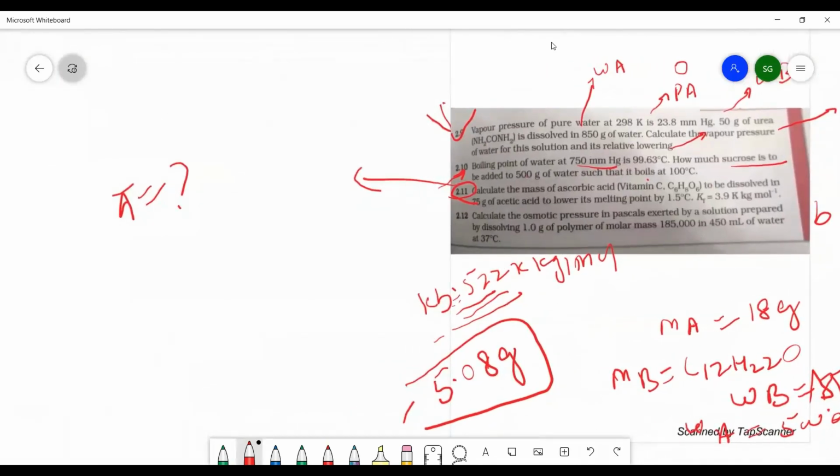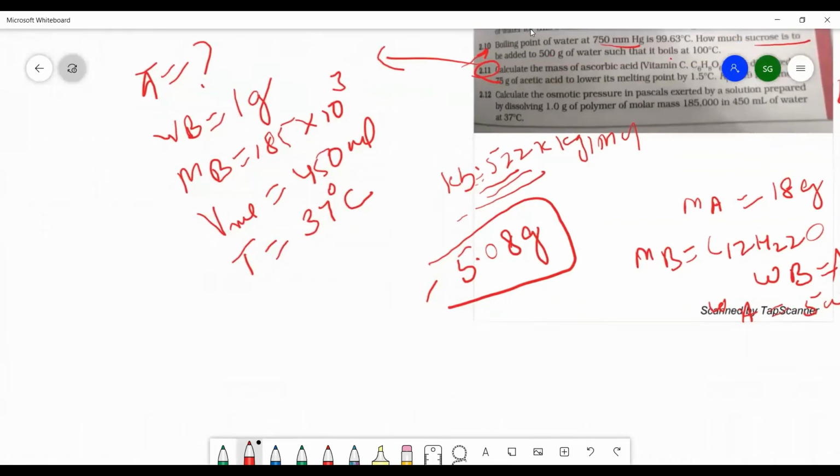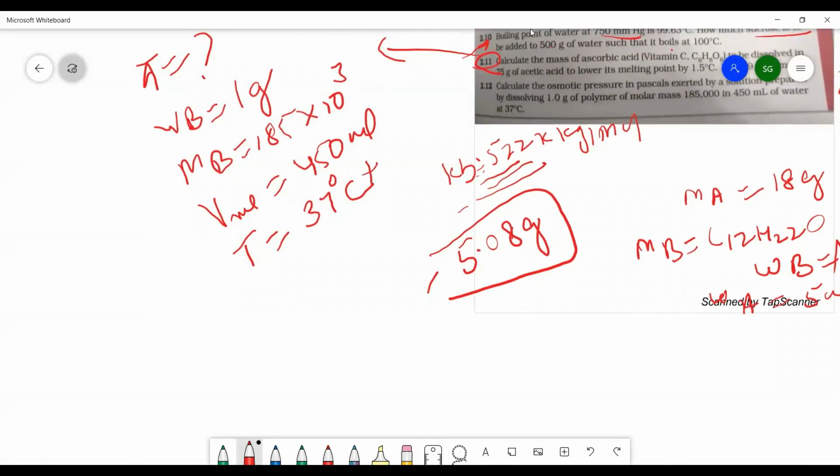Exerted by a solution prepared by dissolving 1 gram of polymer. That means WB is given to you, 1 gram. Molar mass, that is MB, which is 185 into 10 to the power 3. And the volume in milliliters is given, that is 450 ml. And the temperature is 37 degrees Celsius. तो ये आपका क्वेश्चन है जिसका हमने डाटा यहाँ पर लिखा. So 37 degree Celsius में 273 आप ऐड करेंगे, so that will be converted into 310 Kelvin. Kelvin के अंदर टेम्परेचर आप इसको चेंज करेंगे पहले.